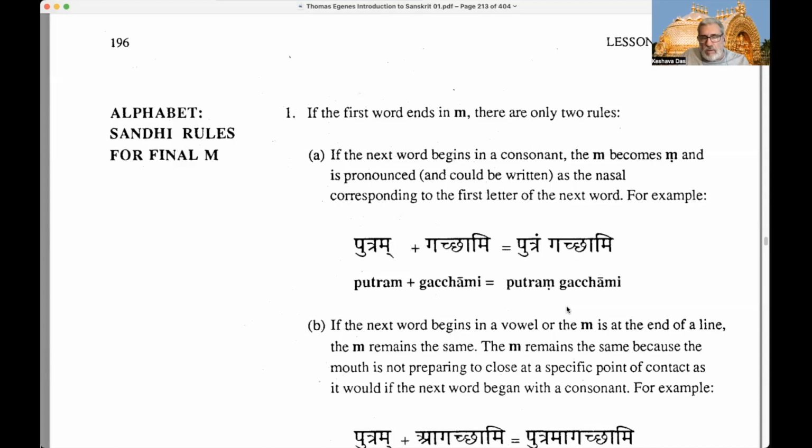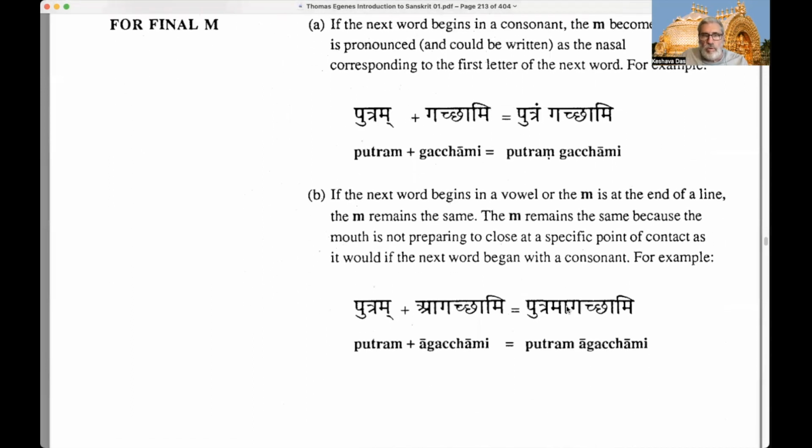So he's giving an example here. We have the sentence putram gachati. So putram ending in an M, followed by gachati, right? The G is actually a guttural letter, ka kha ga gha nga, right? So it is therefore turned into anuswara. So putram gachati becomes putram with an anuswara at the end, gachami. In this case, the anuswara can be pronounced like a guttural nasal. So it will be pronounced putrang gachami. Okay, that's the first rule.